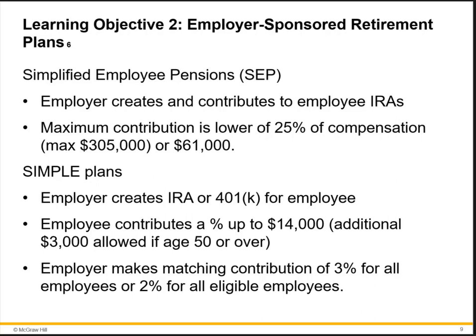The most they can put in is 25% of compensation, and the most compensation you can consider is $305,000, or $61,000 is the most. All right, and you have to basically cover everybody.